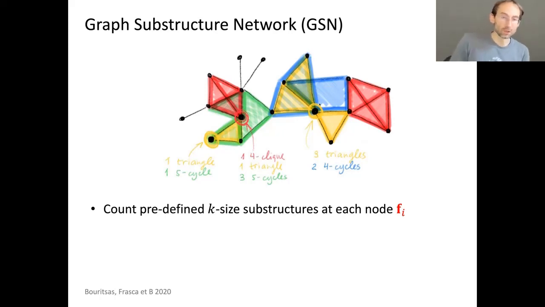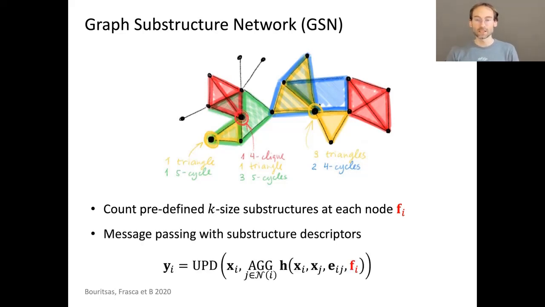So here we are doing structural encoding. So we're looking at how the structure of the local neighborhood of a node looks like. And this is done by counting substructures of size k, and then we pass this information as an extra feature in standard message passing. And the good thing is that the architecture of the neural network itself, the training and the inference, looks exactly like standard message passing, so it has linear complexity.